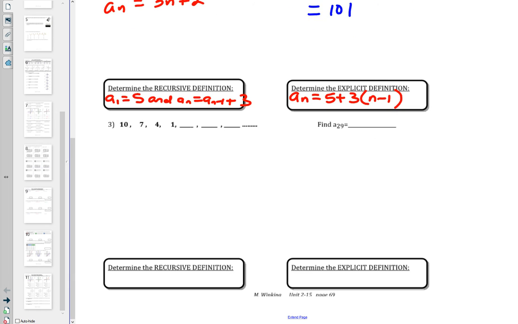Let's see if we can do the third one by yourselves. This is slightly different, not much different, but slightly different than the first two.